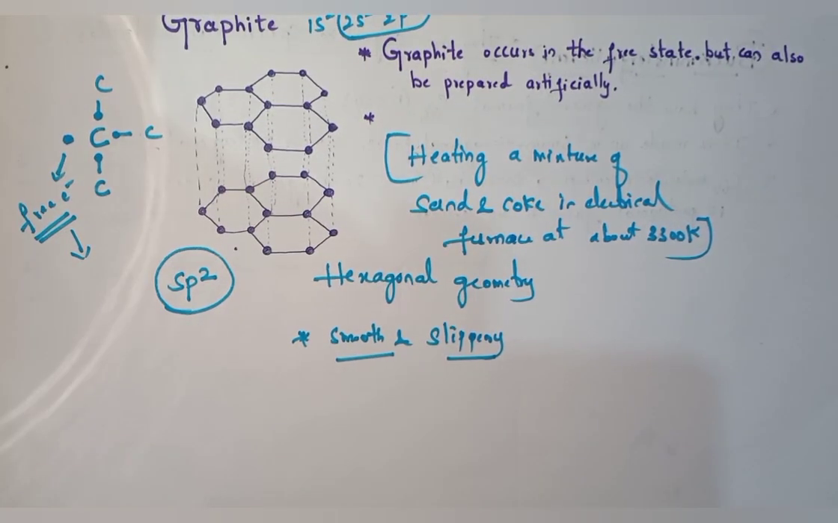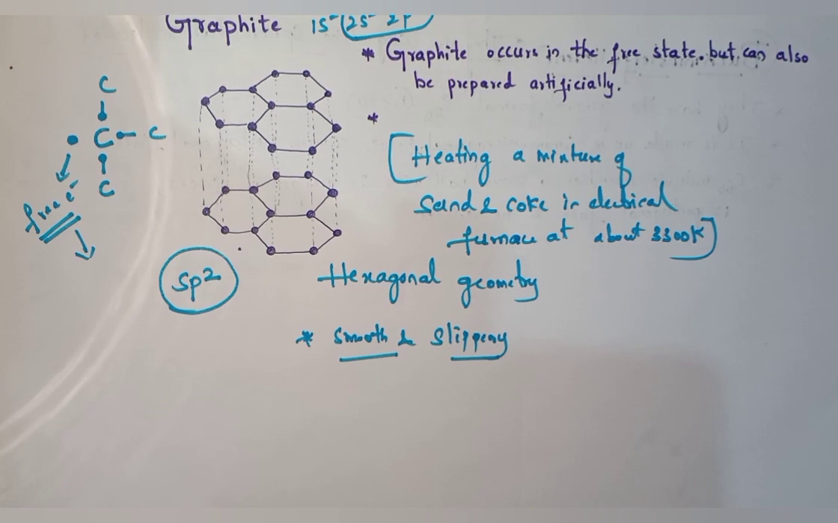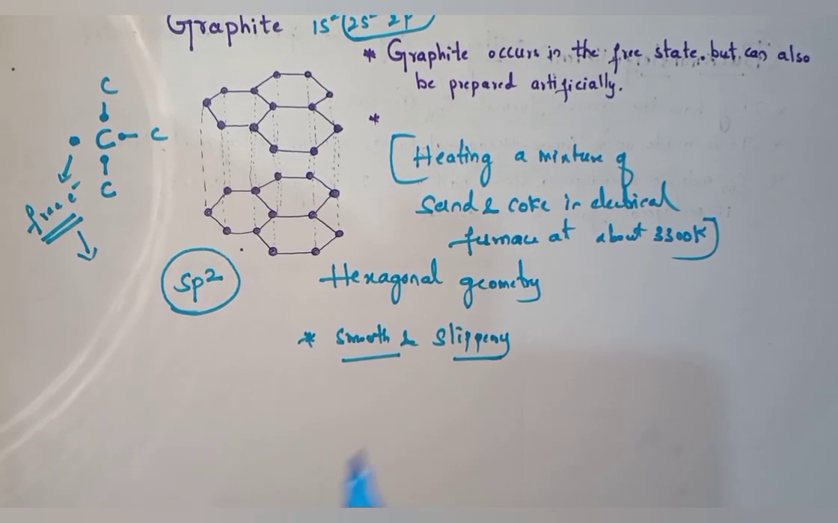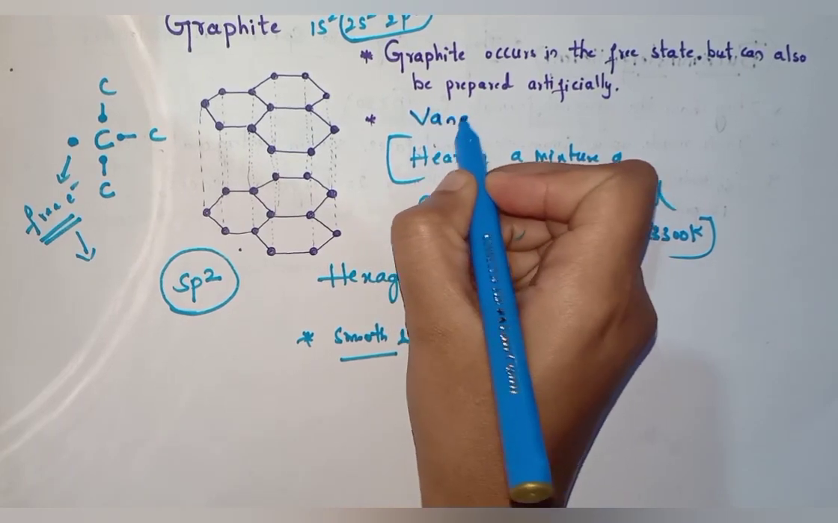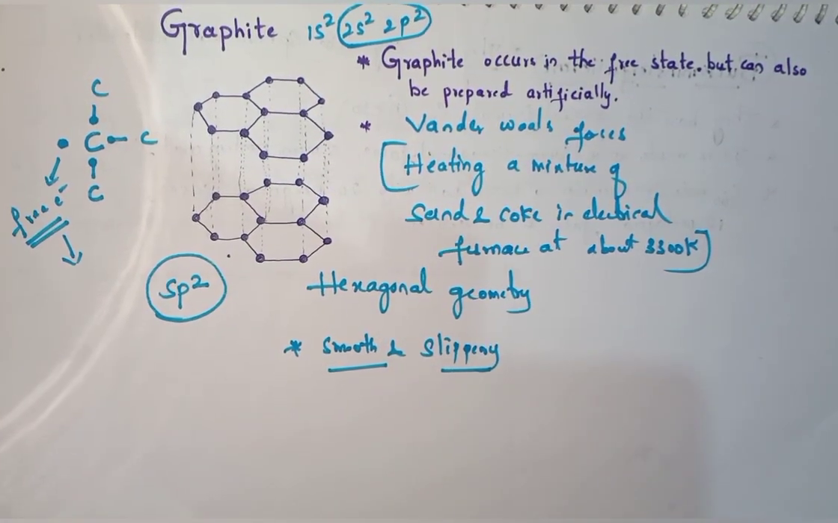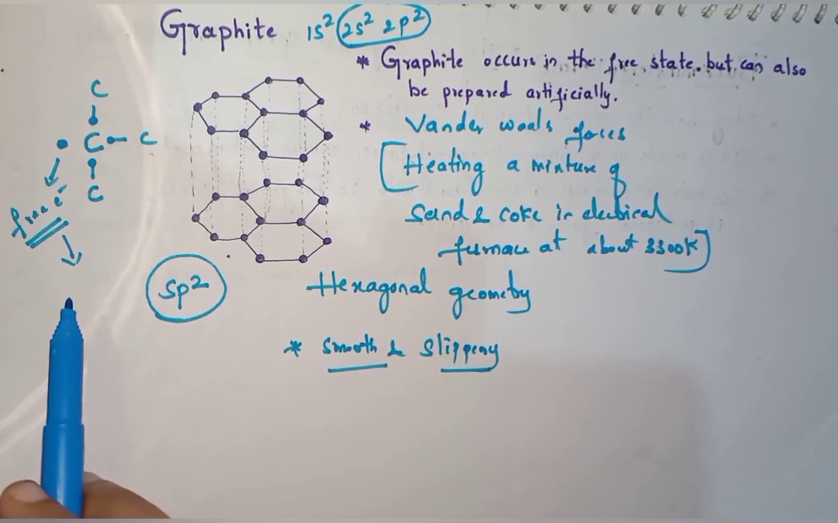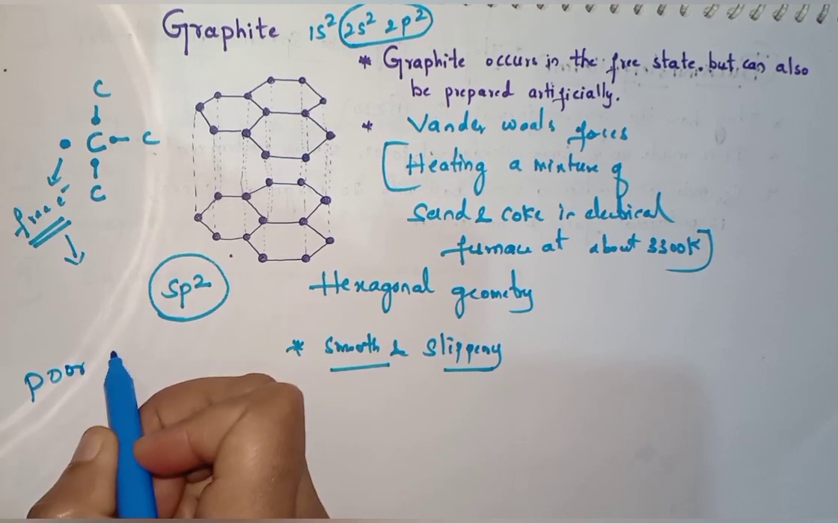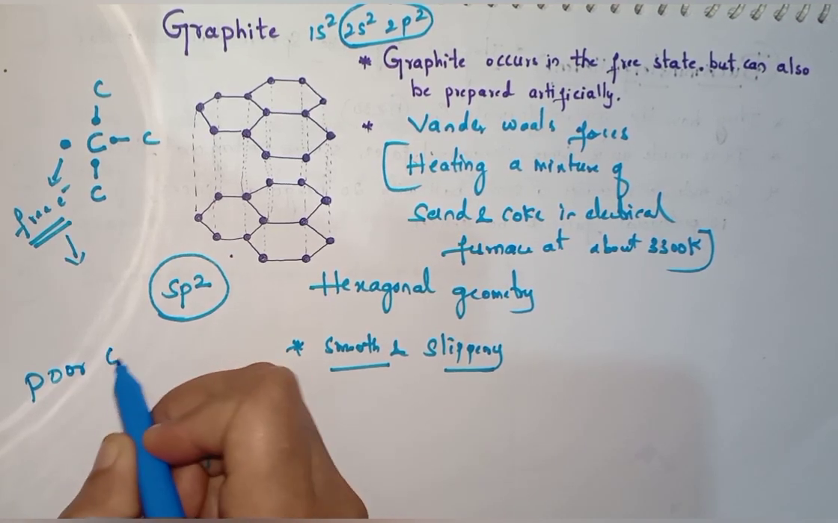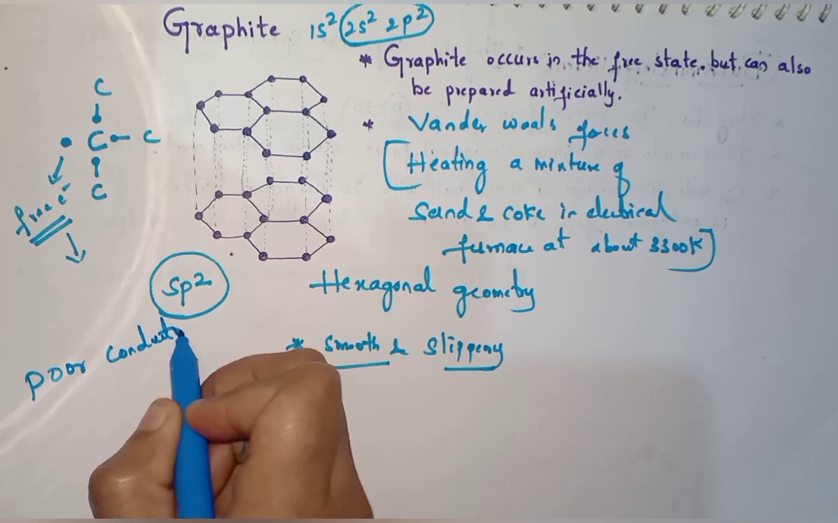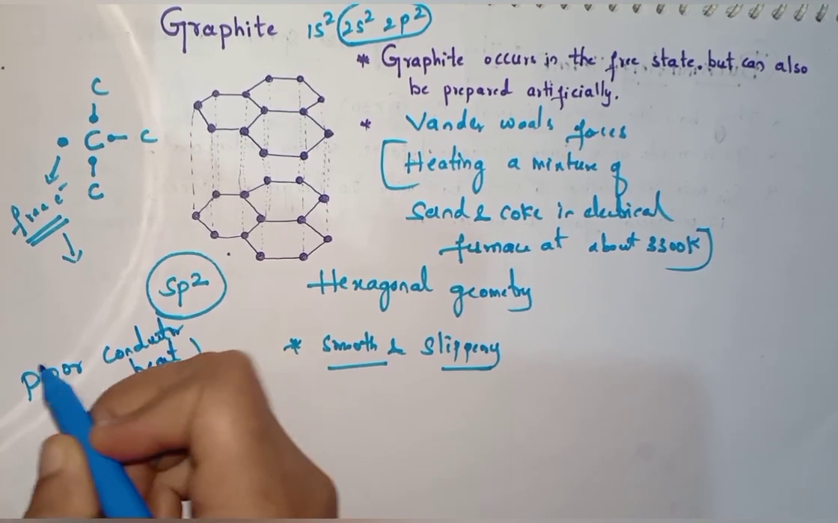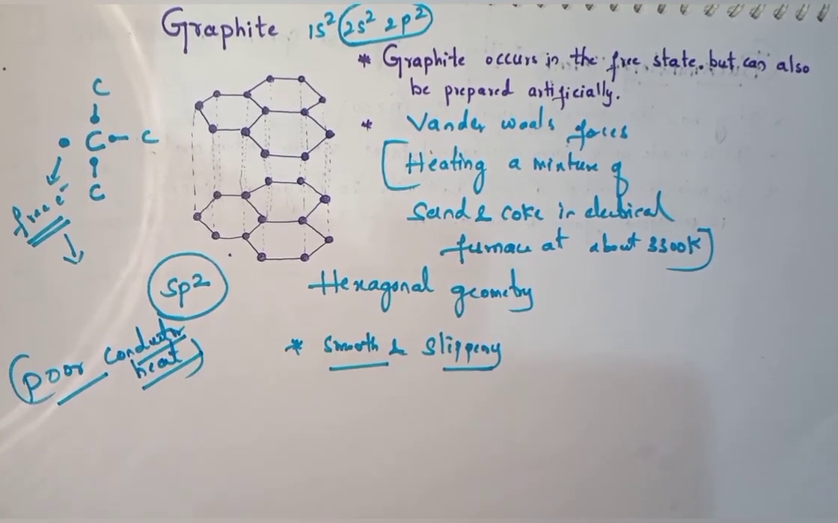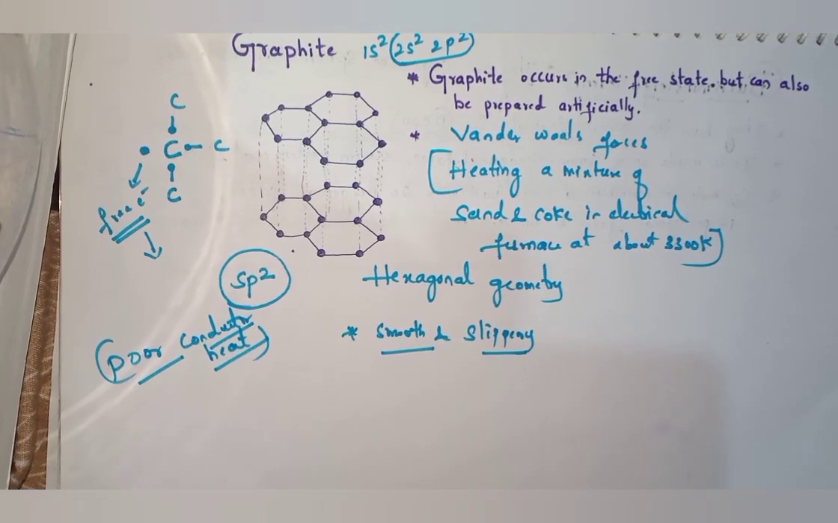And these are having van der Waals forces. That is, these are having weak intermolecular forces. Those are called as van der Waals forces. Now we came to know that graphite is a good conductor of electricity. Why? Because of the free electron. But remember that it is a poor conductor of heat. It conducts heat but not much as diamond.